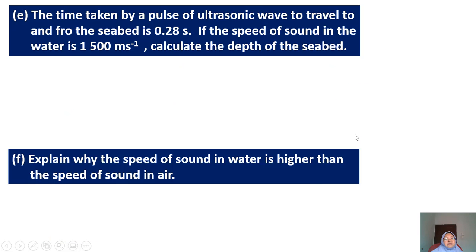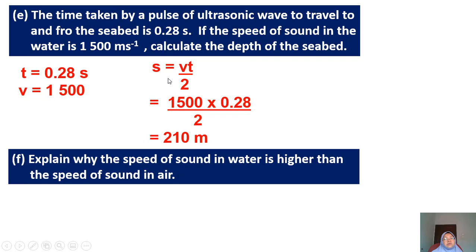The time taken for a pulse of ultrasonic wave to travel to and fro the seabed is 0.28 seconds. If the speed of sound in water is 1,500 meters per second, calculate the depth of the seabed. So we use the formula. We collect all the given data: t equals 0.28 seconds, v equals 1,500. So S equals vt over 2, 1,500 times 0.28 divided by 2, and we get 210 meters.